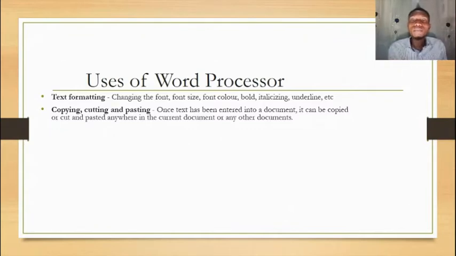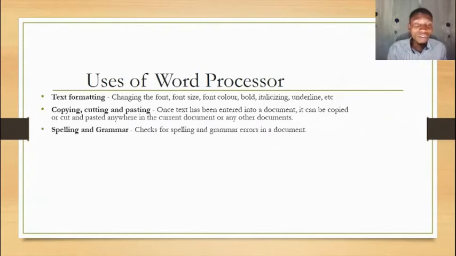So if, for example, you want to copy a text on a particular document, and you want to have it again in another place, you copy it and take it to the other place, and when you place it there, that's pasting. But if you want to move something from a particular place to a different location entirely, or to a different place on a document, what you do is to cut. So word processor makes that possible.